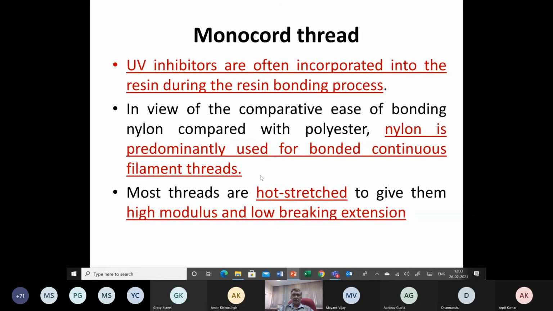And all these threads are mostly hot stretched, meaning they are stretched under temperature, to give them high modulus and low breaking extension. Whenever you stretch the thread, it is easier to stretch under hot conditions. Number two, when you are stretching, more stresses are introduced and they have to be relaxed, otherwise it may snell. So it is always done under hot stretching, basically to improve the modulus of the thread as well as the breaking extension.